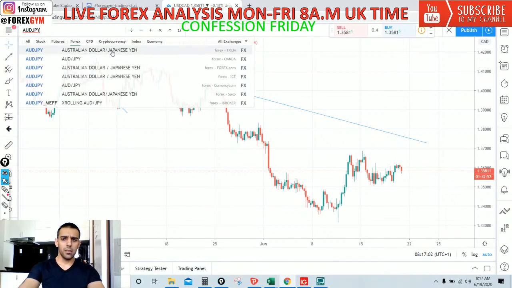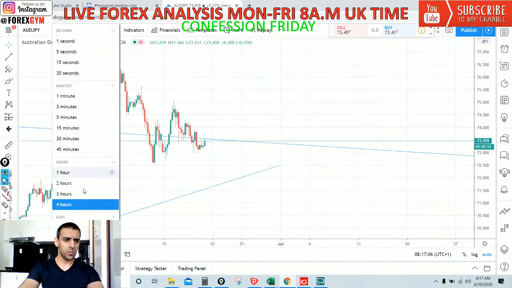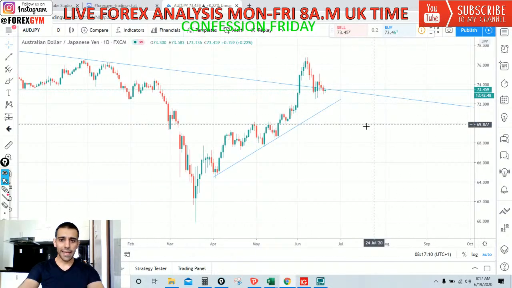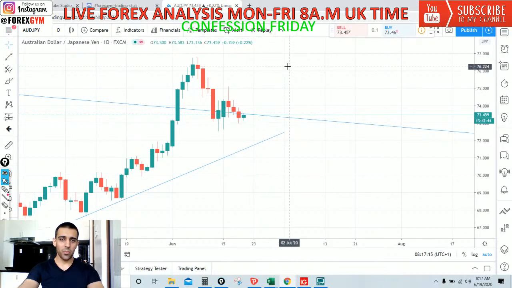JPY. I'll look at this one as well, did I or not? I did. I believe I did. That was choppy as well. Let's have a look at the daily time frame. Yeah, Aussie Japanese yen. Yes, it's also not tradable. It's very flat. So the price came down.